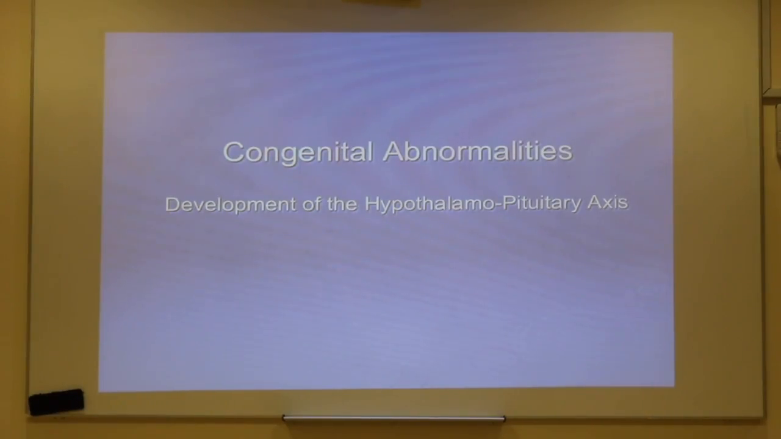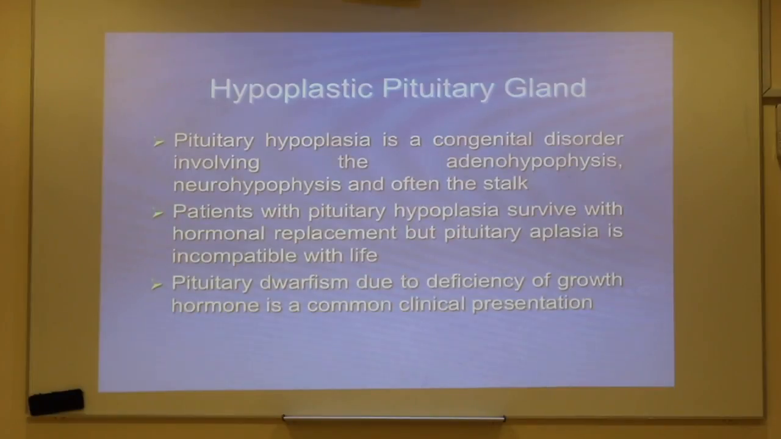Congenital abnormalities of development of the hypothalamo-pituitary axis. You can have a hypoplastic pituitary gland, a congenital disorder which may affect the adenohypophysis, neurohypophysis, or the stalk. So it can affect the anterior pituitary, the posterior pituitary, or the stalk. Patients with pituitary hypoplasia can survive with hormonal replacement. But if you have aplasia of the gland, that means total non-development of the gland, then you cannot survive.